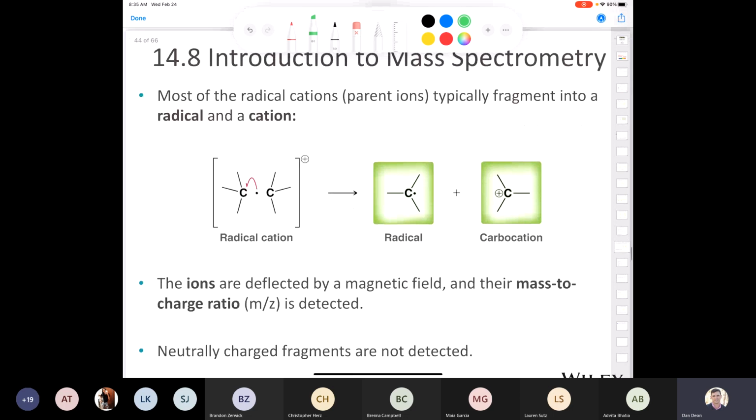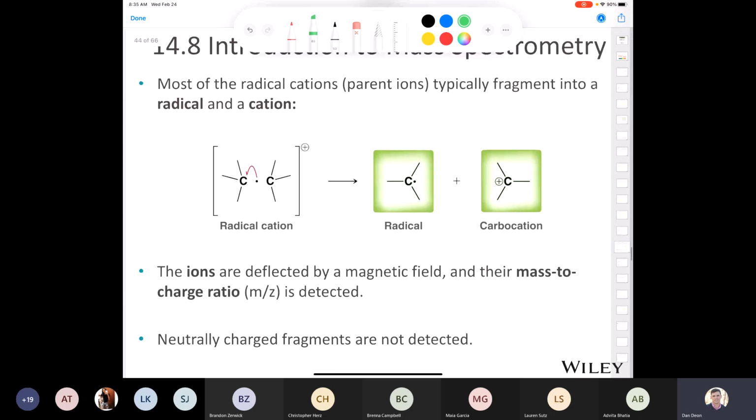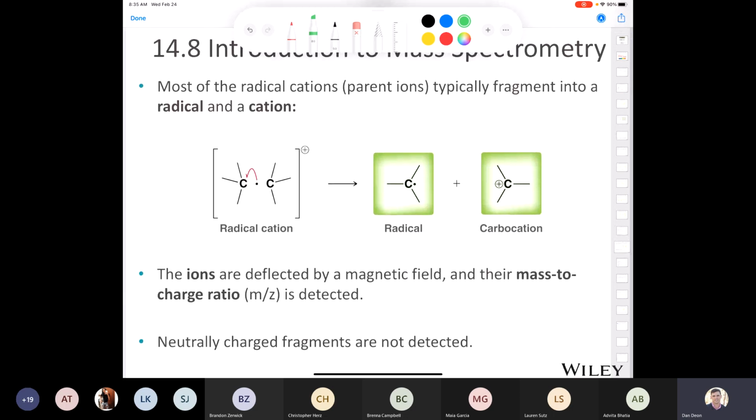Okay, now what about that molecular ion or that parent ion? Well, it says here that most parent ions can fragment into a radical and a cation. In this case, it's showing a carbocation being formed.